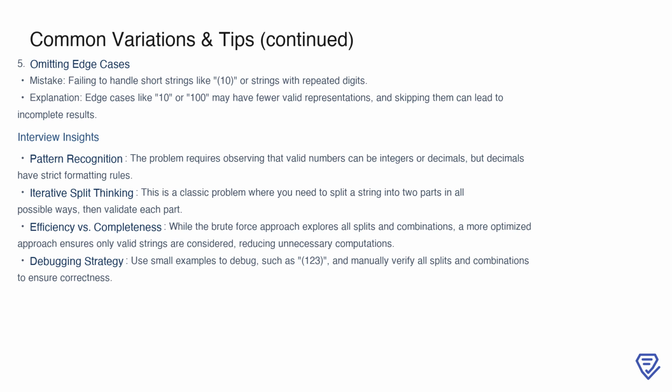Balancing efficiency with completeness is key. While a brute force approach may explore every possible split, it can be inefficient. Optimizing your algorithm to skip invalid combinations early reduces unnecessary computations. Debugging is also crucial. Small, simple examples like 123 are great for verifying your logic and ensuring that all splits and combinations are handled correctly.